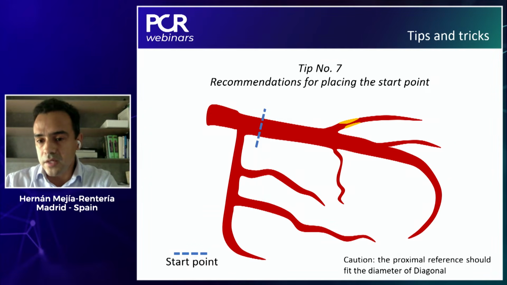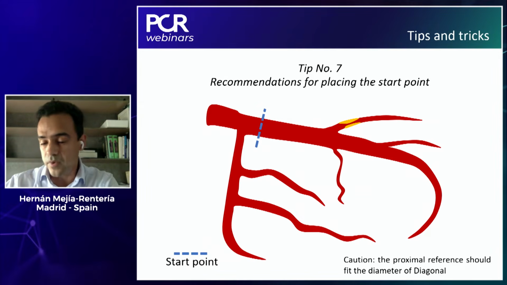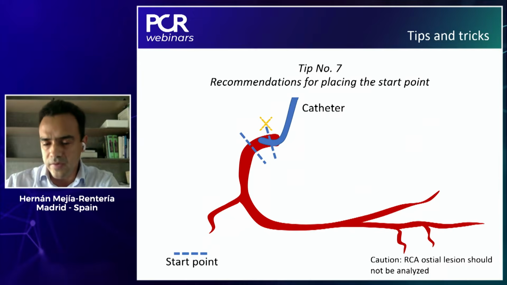And if the target lesion is located in a secondary branch, like this diagonal branch, for example, you may start the segmentation in the main branch, but importantly, the proximal reference should fit the diameter of the diagonal branch. Otherwise, if you fit the reference diameter to the LAD, you may overestimate the QFR severity.